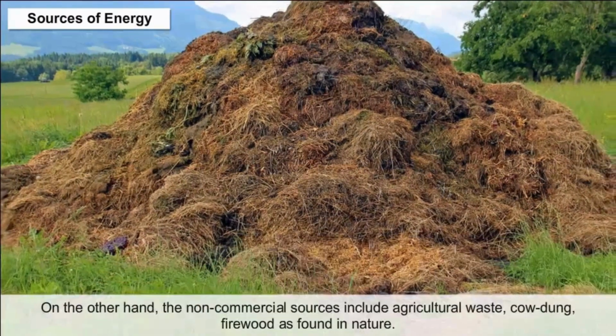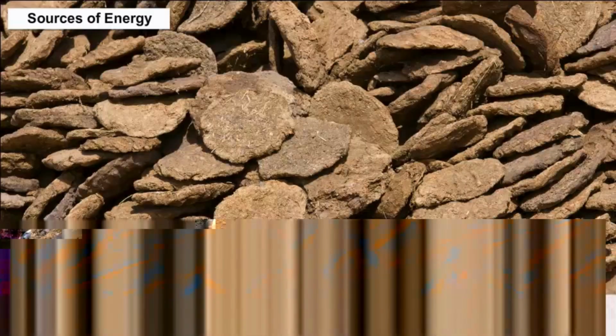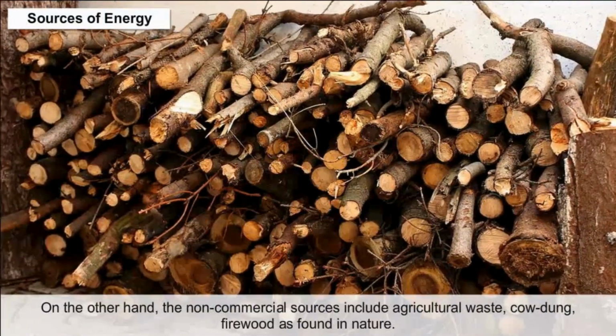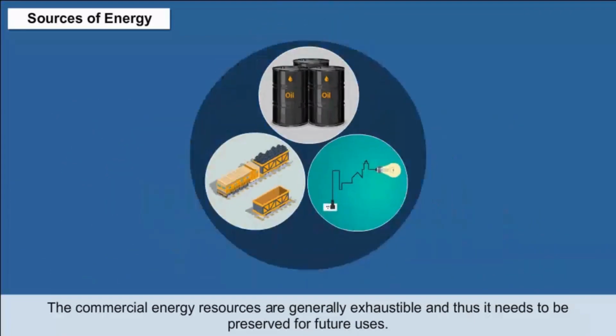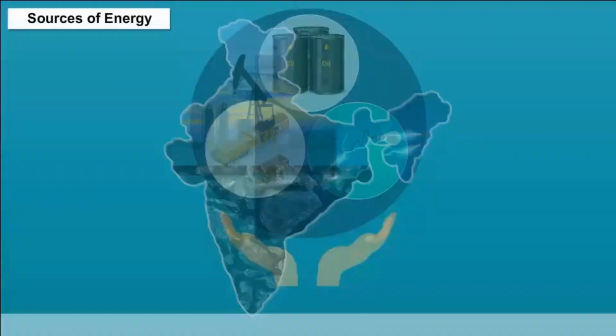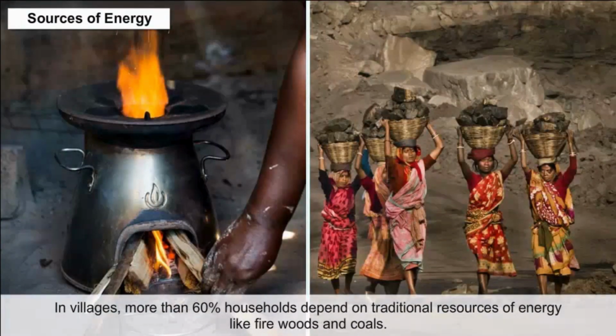On the other hand, the non-commercial sources include agricultural waste, cow dung, and firewood, as found in nature. The commercial energy resources are generally exhaustible and thus need to be preserved for future uses. Commercial resources account for 50% of all energy resources consumed in India. In villages, more than 60% of households depend on traditional resources of energy like firewood and coal.